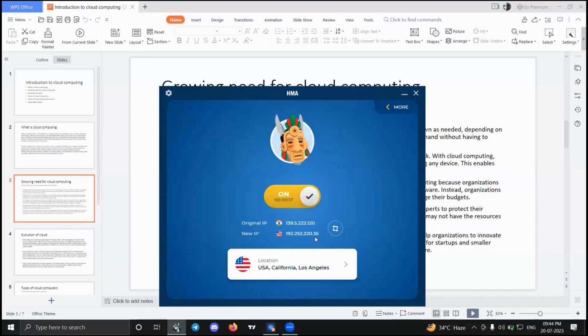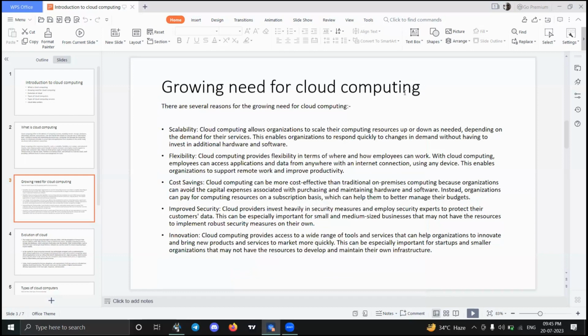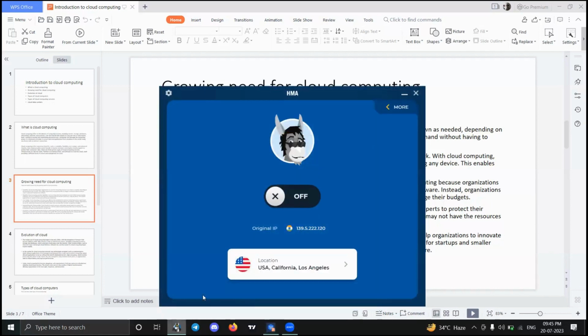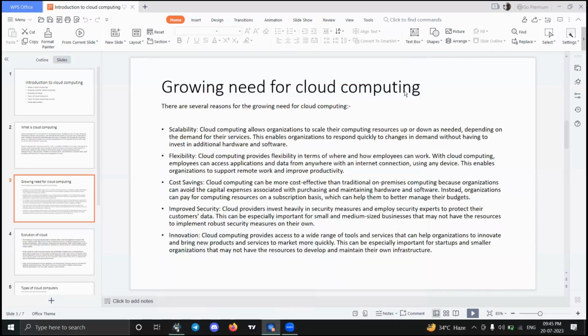192.252.220.35. So this is the way VPN works. And I am visible on the internet with this IP. That's the reason, sir, that when you return to India, you will get the same IP address. Yes. Now when I turned it off, I have my same IP back. Okay. So this is the way it works.